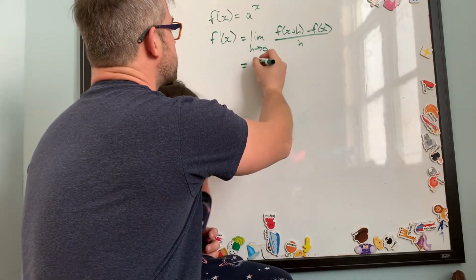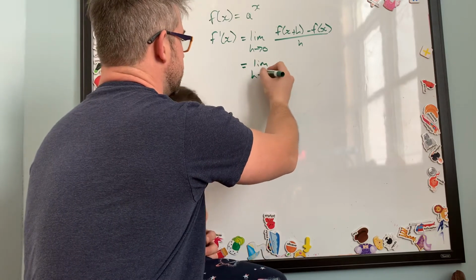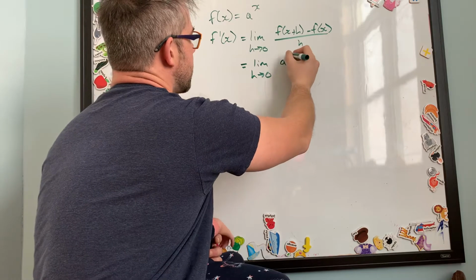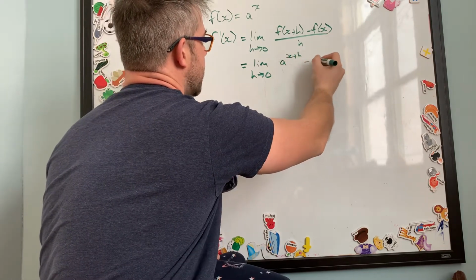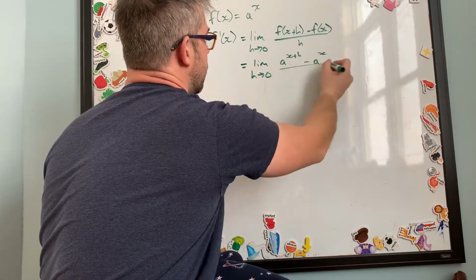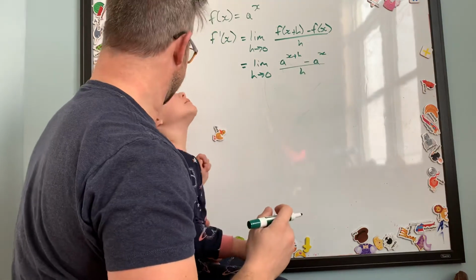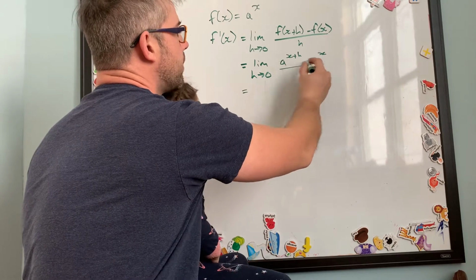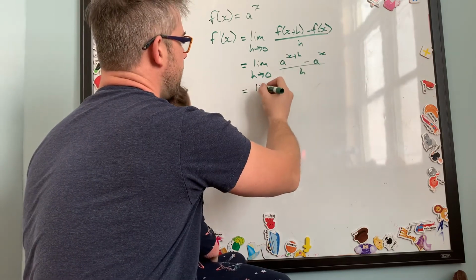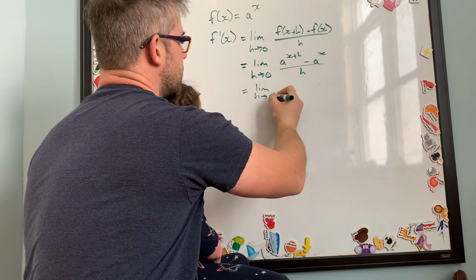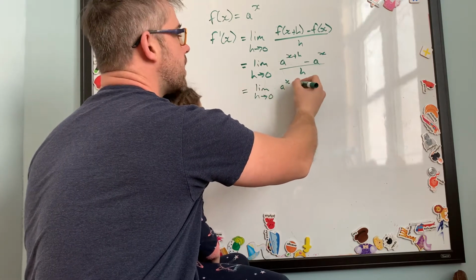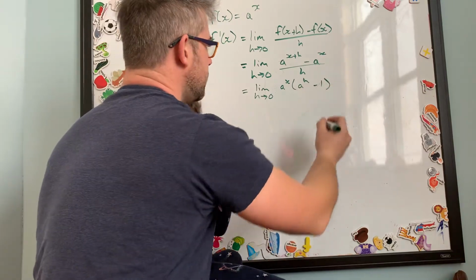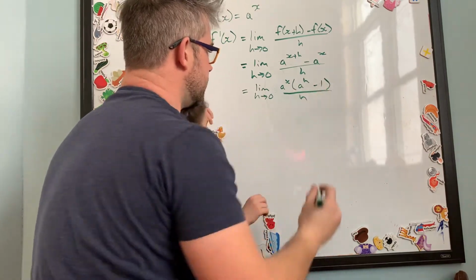Okay. Now we'll substitute into our function. So our function is a to the power x, so this is going to be a to the power x plus h minus a to the power x, all over h. And then we're going to use common factoring to remove an a to the power x. So the limit is still h approaches 0, but I'll common factor out a to the power x now, leaving me with a to the power h minus 1, all over h.